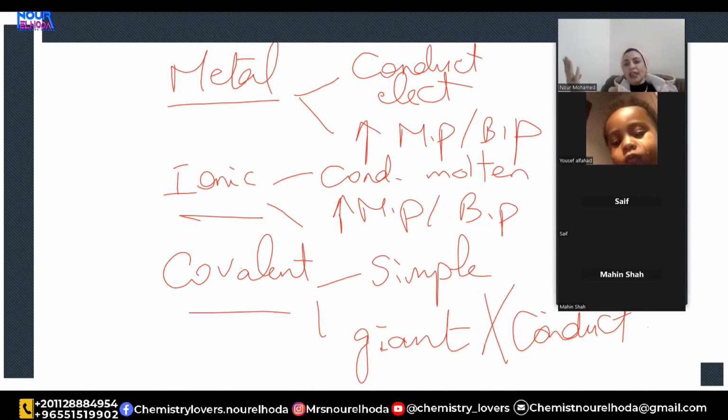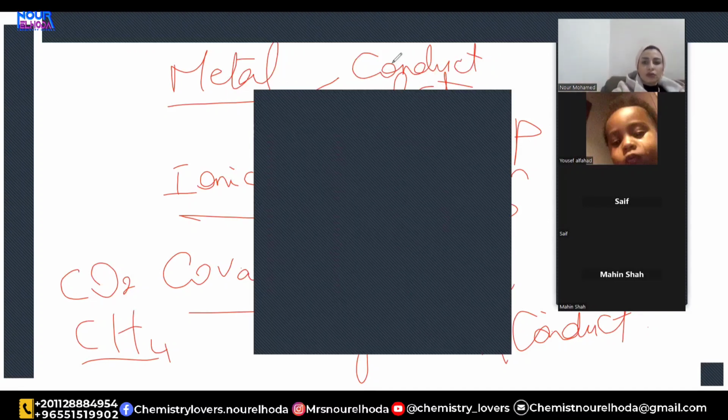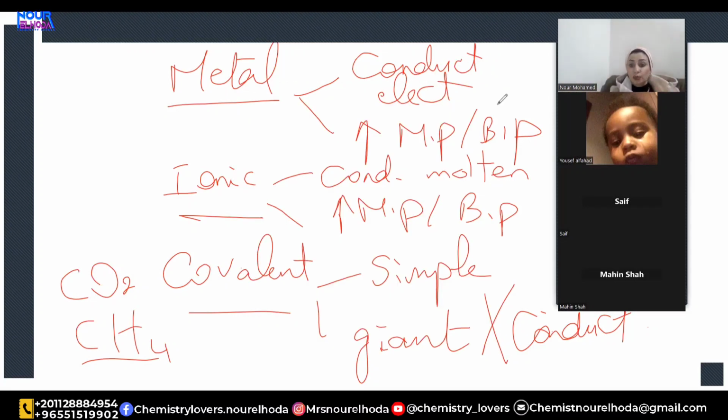Okay, when do I say that it's a covalent compound? When do I think this is a covalent compound? Covalent compound if it is only non-metals, like methane, for example. Methane, CH4. So all non-metals, it's covalent. Like carbon dioxide, all non-metals, so it's covalent. Okay? And so on. So when I find both non-metals, then this is covalent.